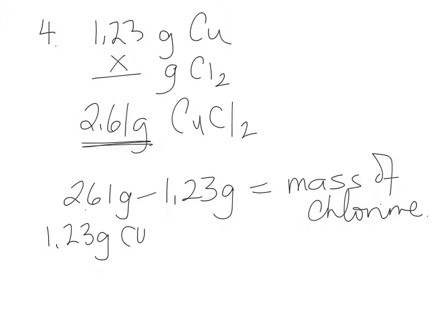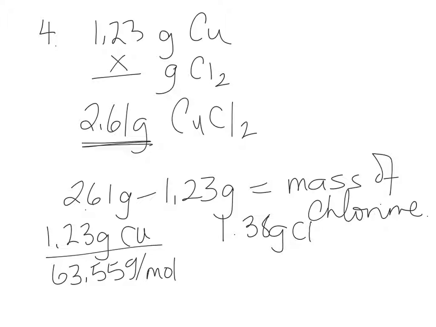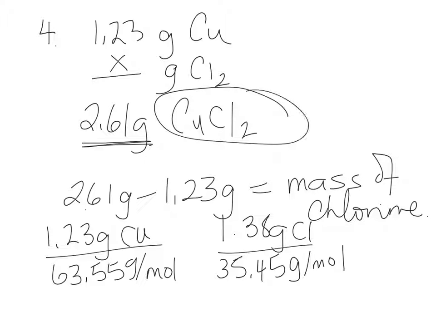You know that you've got 1.23 grams of copper, so divide it by the molar mass of copper. And you've got 1.38 grams of chlorine, so divide it by the molar mass of chlorine. Figure out your moles, do your mole ratio, and you should end up with a formula that is actually CuCl2. So sometimes a question could give you the masses already. Don't do a percent. Go straight to grams to moles, to mole ratio.